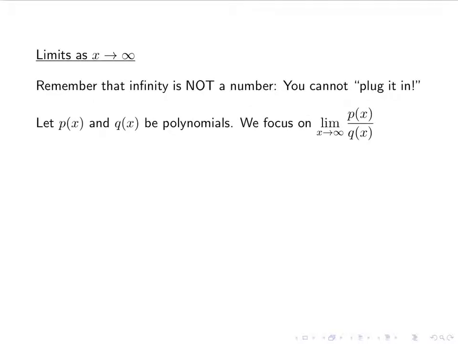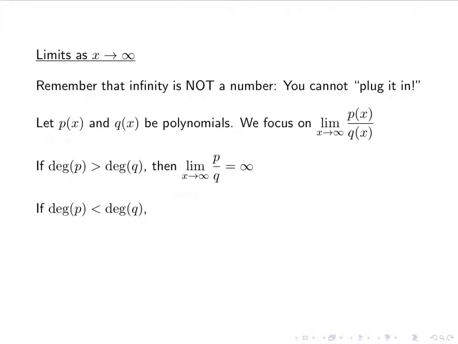We're going to focus on rational polynomials. So we're going to let p of x and q of x be polynomials, and we're going to focus on the limit as x goes to infinity of p of x over q of x. And there are three possibilities. The first one is that the degree of p is bigger than the degree of q. Remember, the degree of a polynomial is the highest exponent in that polynomial. So if there's a higher exponent on top than there is on bottom, then the limit is infinity.